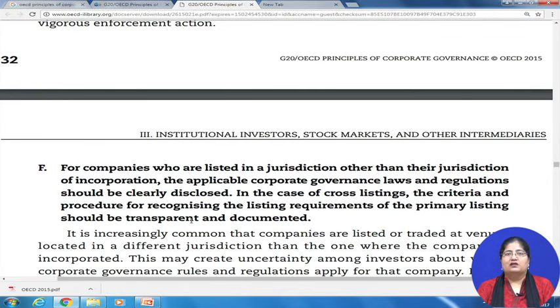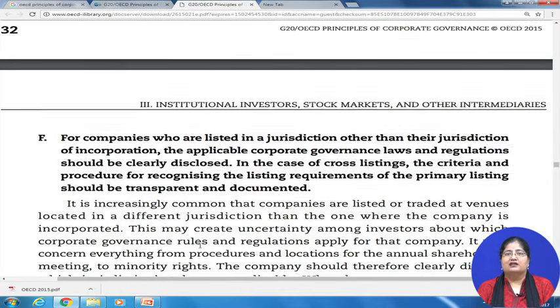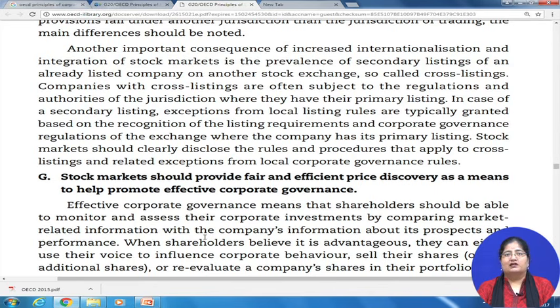For companies who are listed in a jurisdiction other than their jurisdiction of incorporation, the applicable corporate governance laws and regulations should be clearly disclosed. In the case of cross listings, the criteria and procedure for recognizing the listing requirements of the primary listing should be transparent and documented. Stock markets should provide fair and efficient price discovery as a means to help promote effective corporate governance.